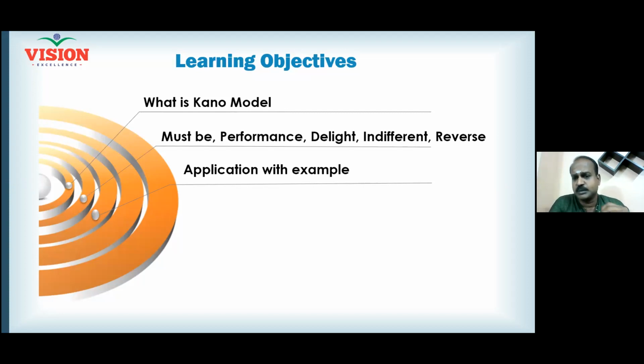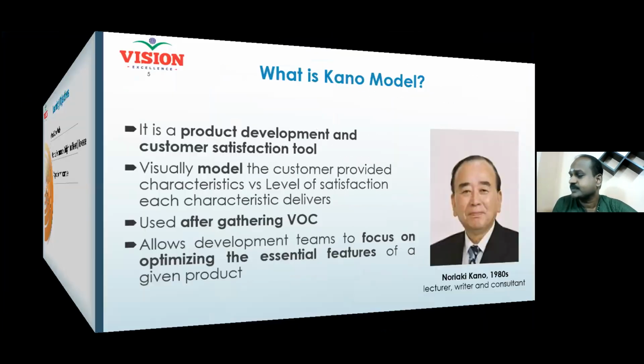Kano model talks about 5 such features. These are called must-be features, performance features, delight features, indifferent features, and then reverse features. What are those features? Identifying these features, how will it be helpful while developing a product, right? And then we'll also see it with a few examples, right?